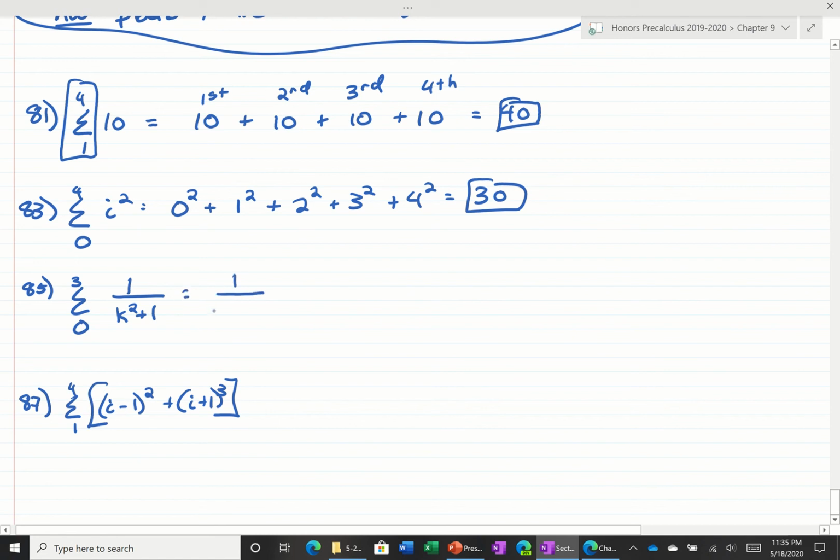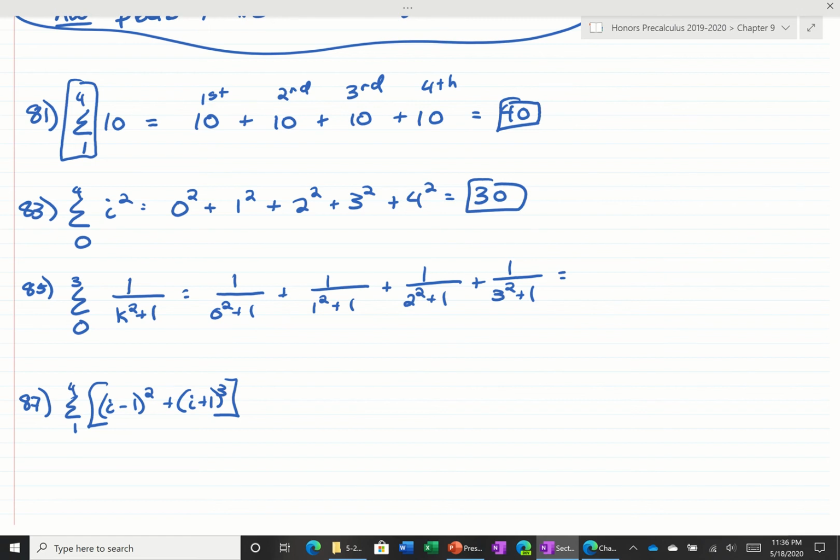This would be 1 over 0 squared plus 1, plus 1 over 1 squared plus 1, plus 1 over 2 squared plus 1, plus 1 over 3 squared plus 1. We'll stop when we get to 3. And it's going to be 1 over 1 plus 1 over 2 plus 1 over 5. And if you do the math here for 85, that'll come out to just be 9/5.